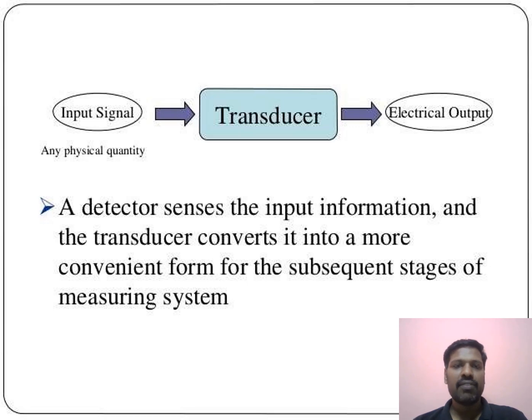So this is the block diagram of a transducer. Any physical quantity can be given as input to the transducer, so we will get the electrical output. A detector senses the input information and the transducer converts it into a more convenient form for the subsequent stages of the measuring system.